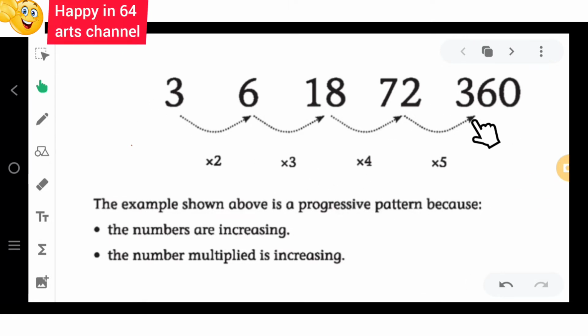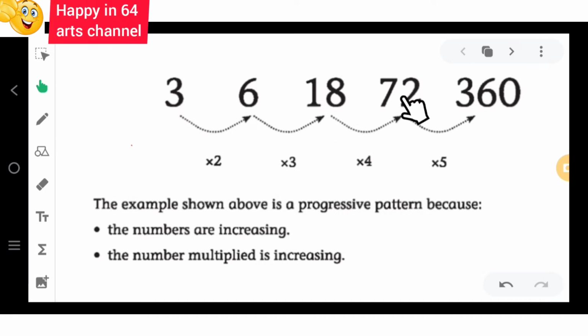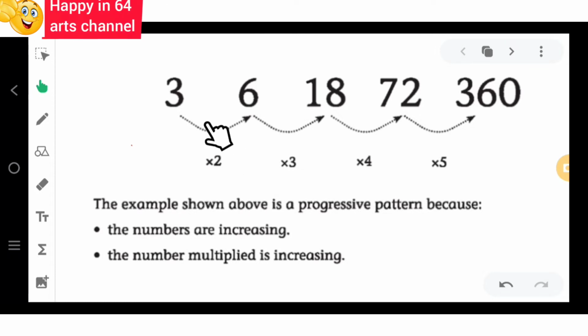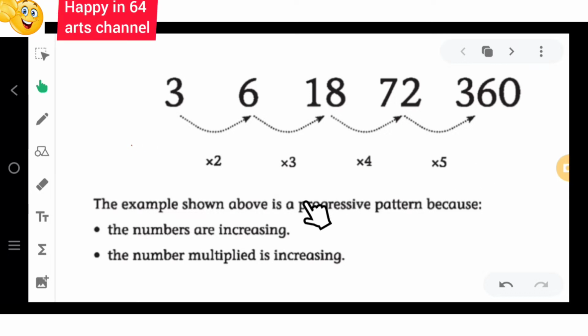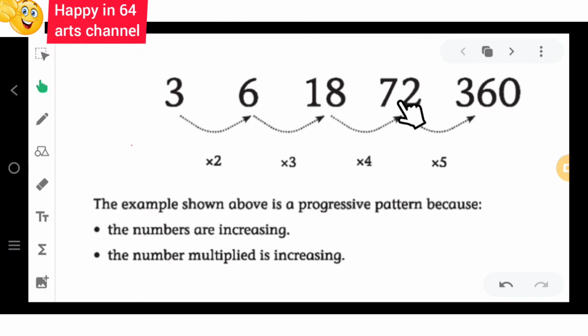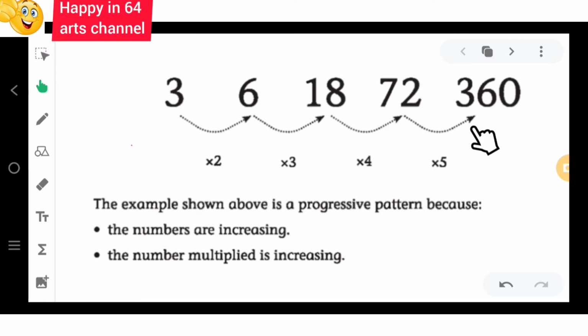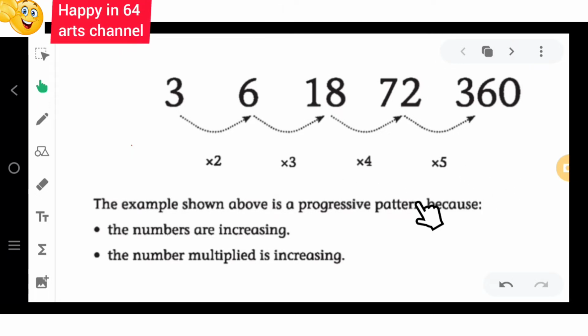How is it a progressive pattern? Because the numbers are increasing. So 3, 6, 18, 72, 360. The numbers are increasing. And in another way, the number multiplied is also increasing. So 3 2s are 6, 6 3s are 18, 18 4s are 72, 72 5s are 360. So the number multiplied is increasing. So it is a progressive pattern.